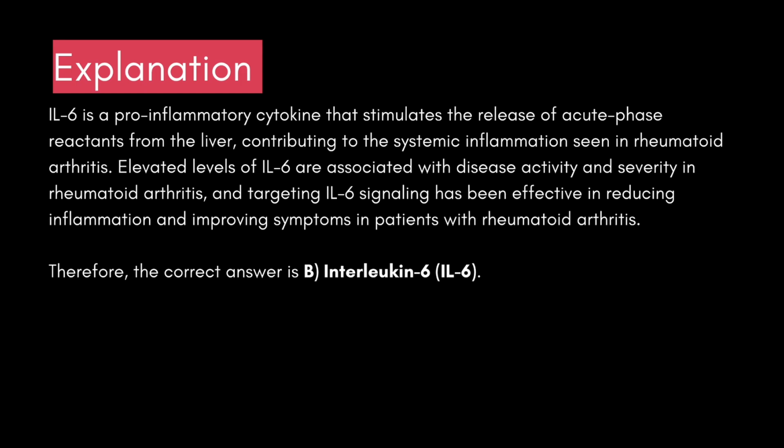IL-6 is a pro-inflammatory cytokine that stimulates the release of acute phase reactants from the liver, contributing to the systemic inflammation seen in rheumatoid arthritis. Elevated levels of IL-6 are associated with disease activity and severity in rheumatoid arthritis, and targeting IL-6 signaling has been effective in reducing inflammation and improving symptoms in patients with rheumatoid arthritis. Therefore, the correct answer is B, interleukin 6.